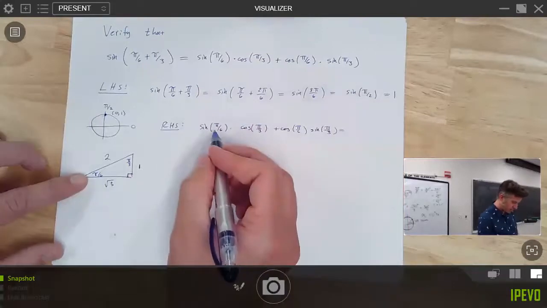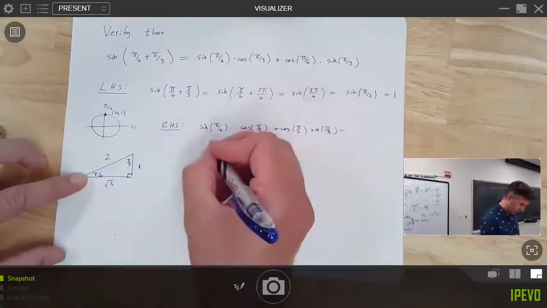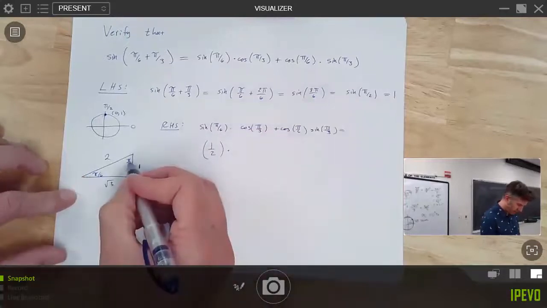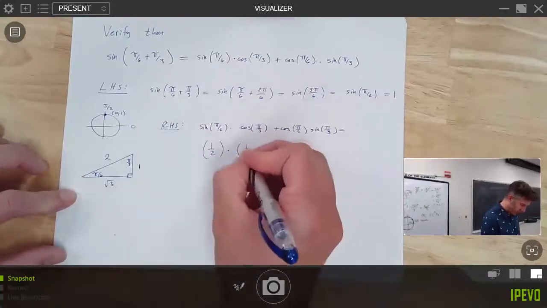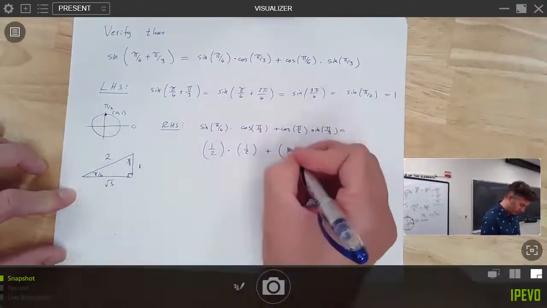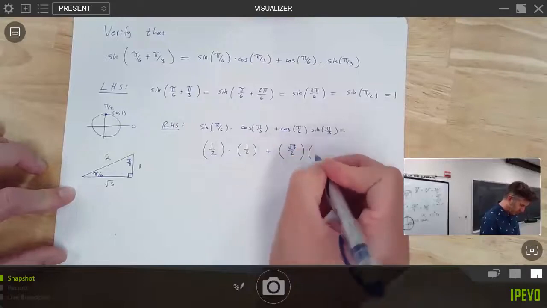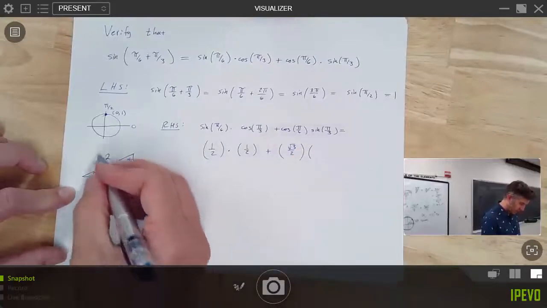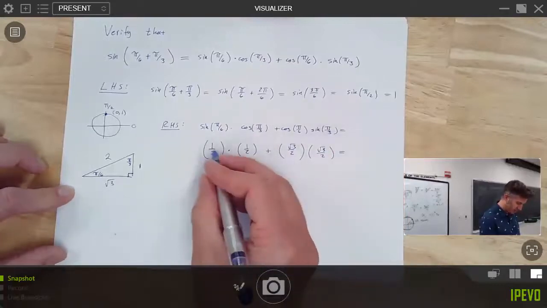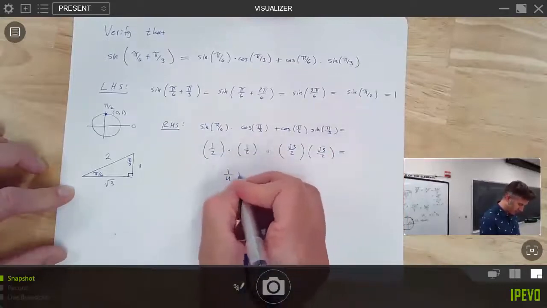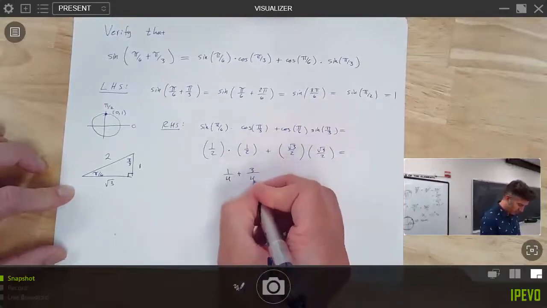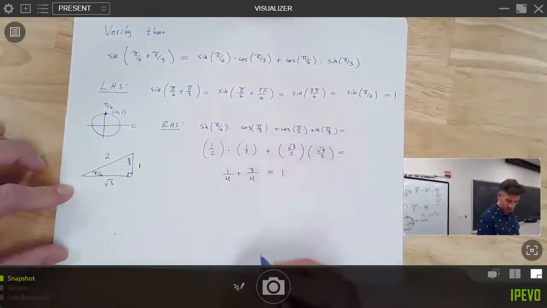So sine of pi over 6 is opposite over hypotenuse, so that's going to be 1/2. Cosine of pi over 3 is adjacent over hypotenuse, which is also 1/2. Cosine of pi over 6 is adjacent over hypotenuse, which is root 3 over 2. And sine of pi over 3 is opposite over hypotenuse, which is also root 3 over 2. 1/2 times 1/2 is 1 times 1 over 2 times 2. Root 3 over 2 times root 3 over 2 is root 3 times root 3 over 2 times 2. And 1/4 plus 3/4 equals 1.